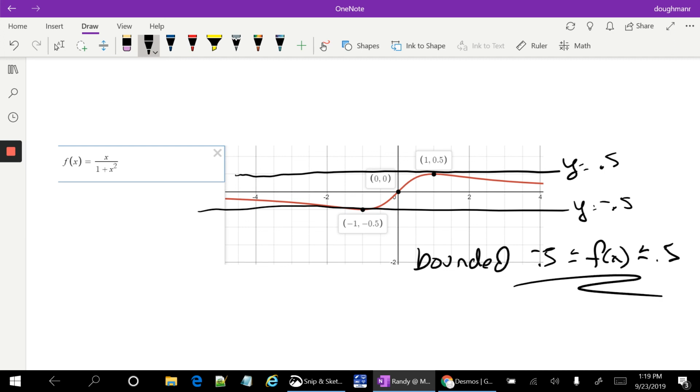Boundedness. Boundedness has to do with the output, the y values. What are the greatest y values? What are the least y values that can come out of a function?